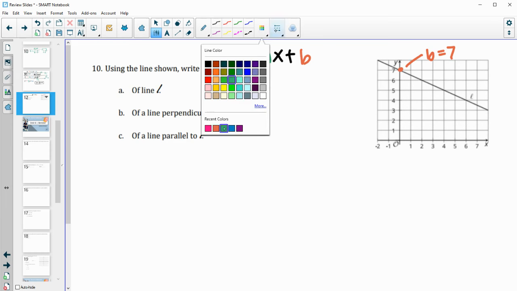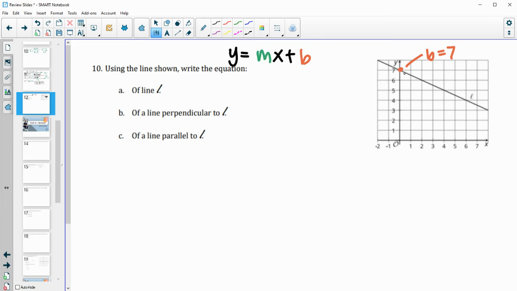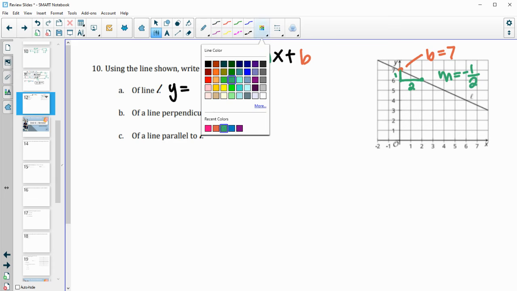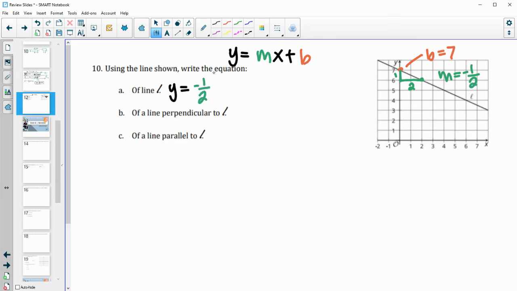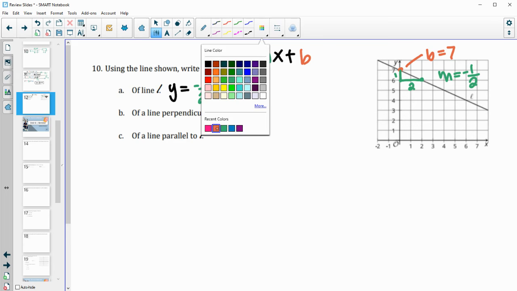Then we just need to figure out our slope. So you want to find another point that it goes through and then just calculate the rise over the run. So this one is 1 and 2, and this one is going downward. So this is a slope of negative 1/2. So then we can write this equation as y equals negative 1/2 x plus 7.